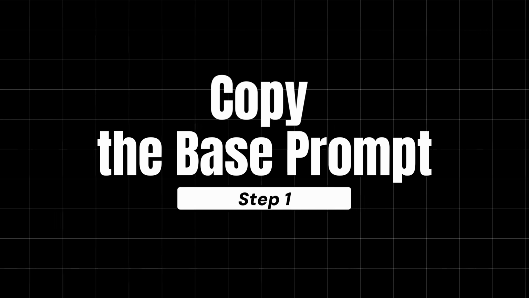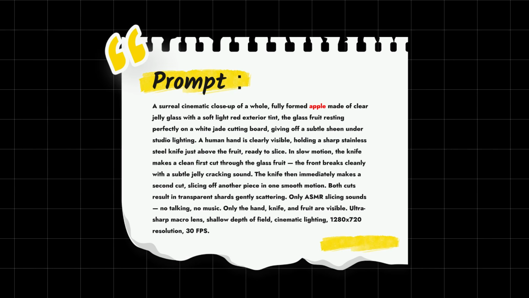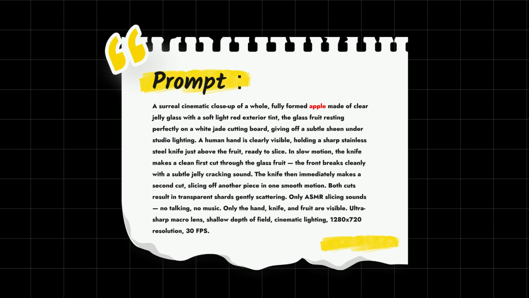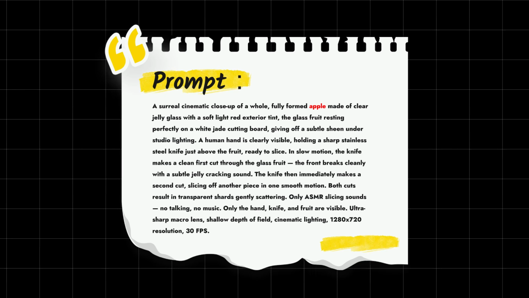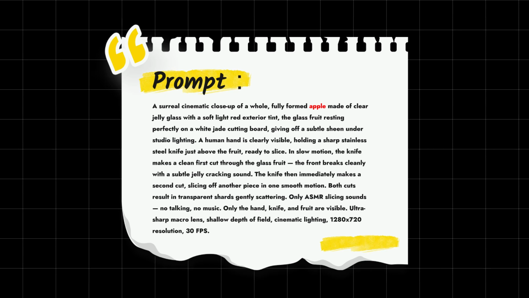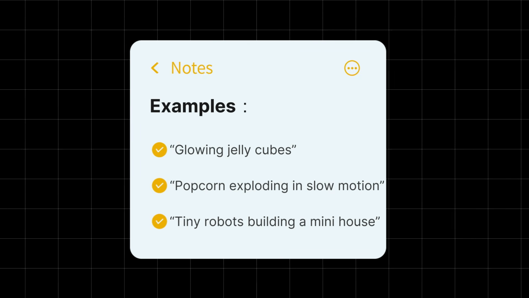Step 1. Copy the base prompt. I've already added a full ready-to-use AI prompt in the description below. Here it is. You can copy this entire prompt as is. Then, look for the parts in red, or just identify the object described, like the apple, and replace it with your own idea. Here are some creative examples to get you started.